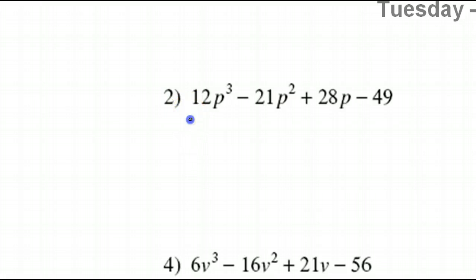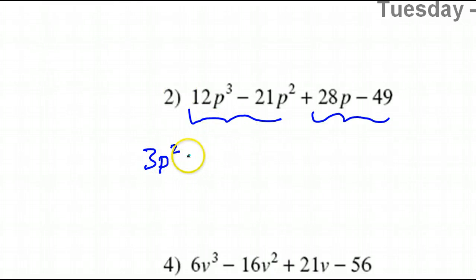Alright, looking at problem number 2. If we group these two terms and these two terms, the common factor, let's see, both of these are divisible by 3. So we will have 3, and then p squared, the lesser number of p's, will be the greatest common factor of the first set. That's going to leave behind 4p minus 7. So we're hoping this turns out to also be 4p minus 7, but I guess we'll see.